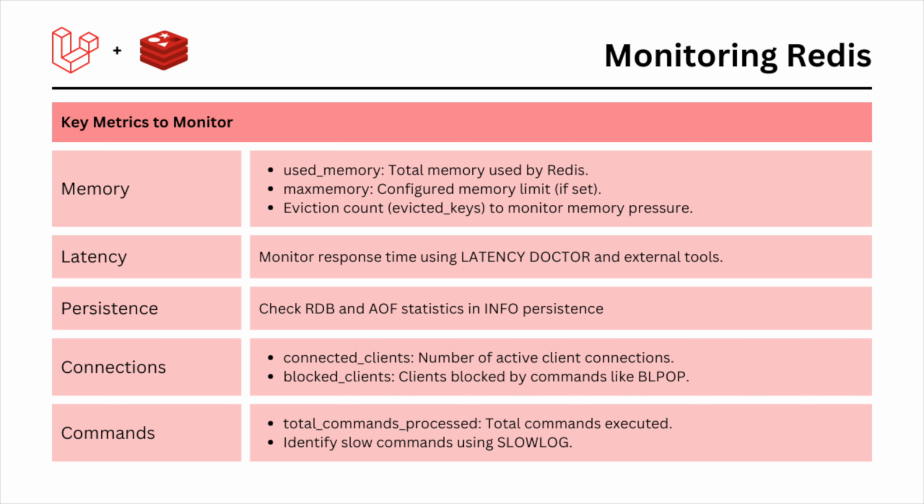So first, let's see what are the key points to monitor, what are all the things you can monitor in Redis. Firstly, you can monitor memory, that is how much used memory there is and how much max memory there is, which you can see in configurations. Then latency, if any command is having latency you can check that. Persistence you can check. Connections, as there can be multiple connections of Redis, you can see that. You can also see how many total commands you have processed, and whether there is any slow command.